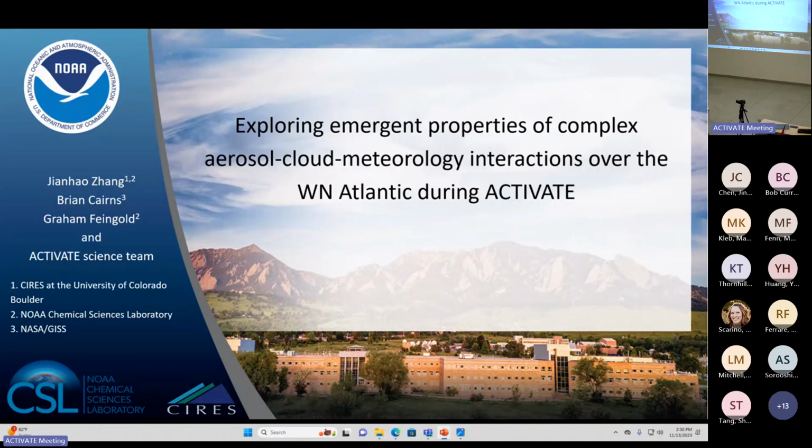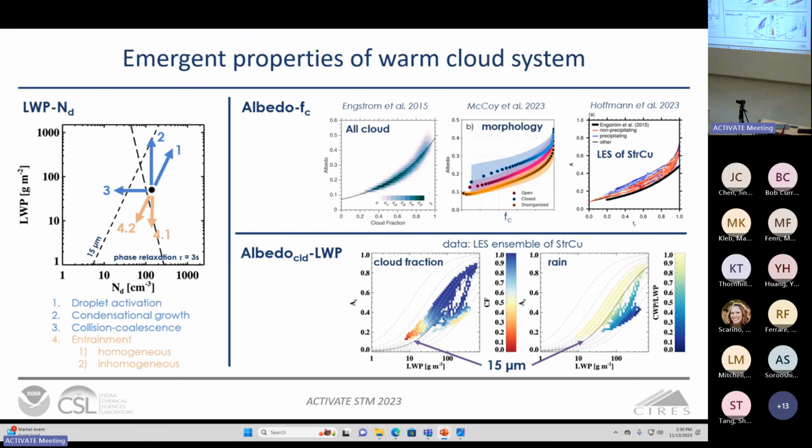So we have already seen very detailed macrophysical studies from the ACTIVATE team, and we think our contribution could be the ability to zoom out a little bit and focus on some of the emergent properties of this complex aerosol-cloud-meteorology interactions over the ACTIVATE region. So what do I mean by emergent properties? First, I want to introduce the liquid water path and Nd space that you have seen already. The previous talk focused on this.